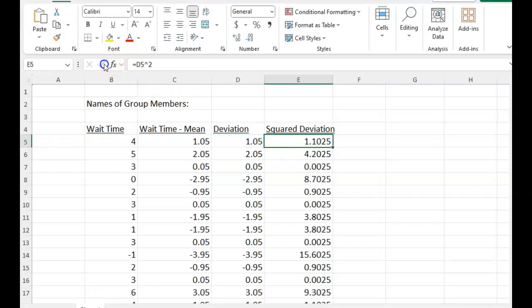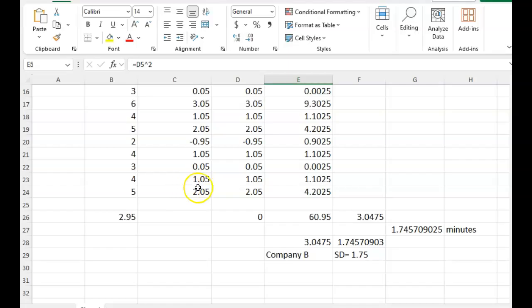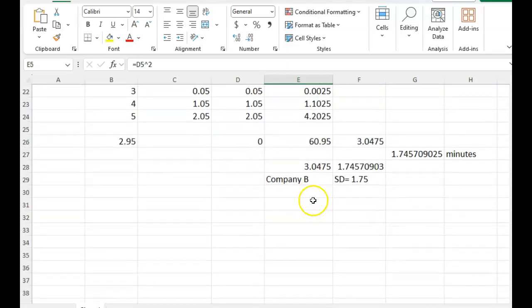Alright, Frank, is yours good? Did you get a 0 here? So if you got a 0, that's good because your deviations add up to 0. And then here is the total of the squared deviations. So you don't have that one? Alright, who hasn't added all the squared deviations?